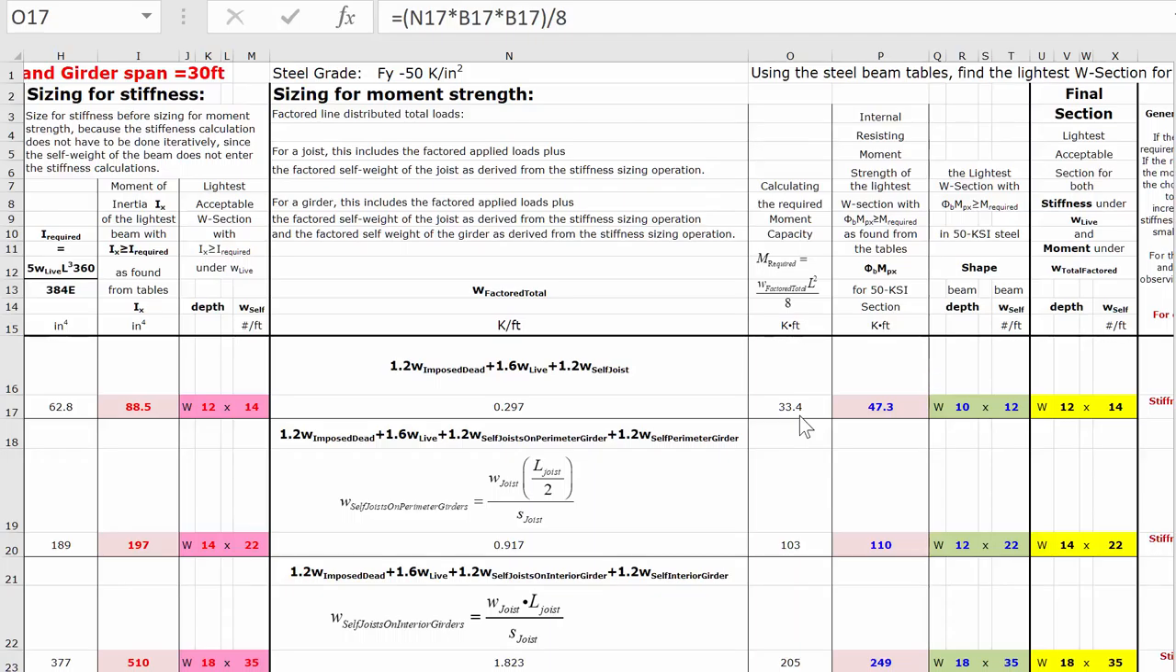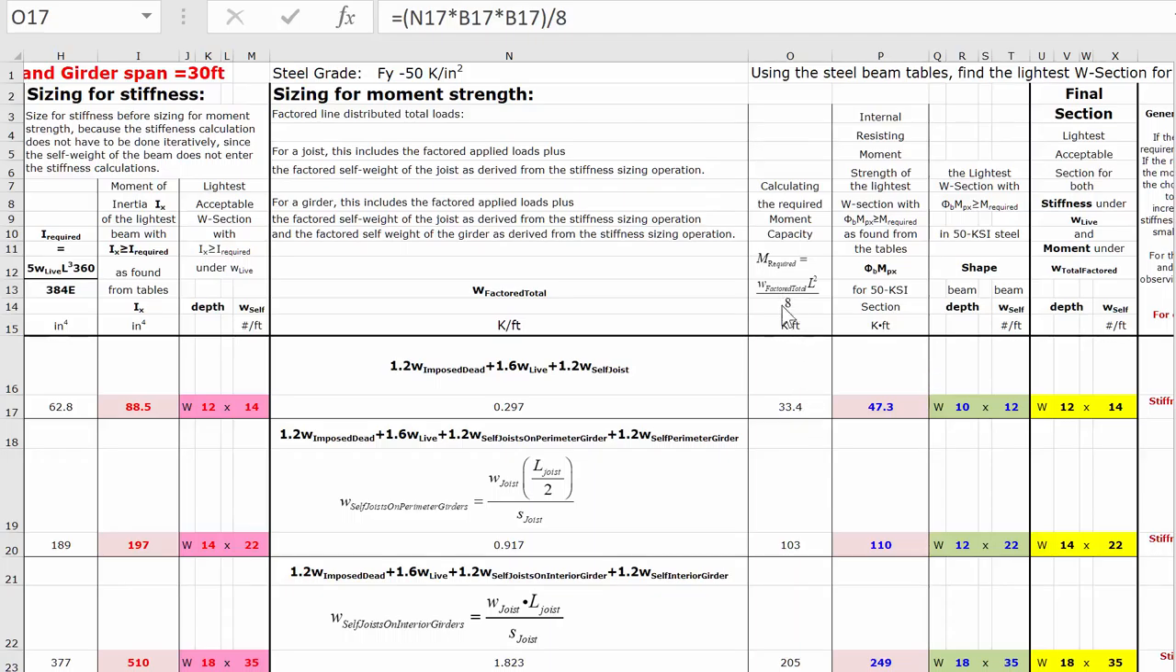So at the human scale, this seems incredibly powerful. But because steel is such an amazingly strong material, we can actually get this kind of moment capacity out of a relatively modest size steel beam. And we're going to go through and demonstrate that.